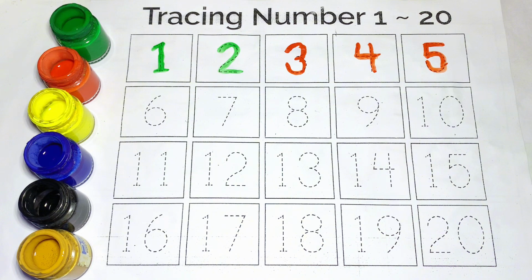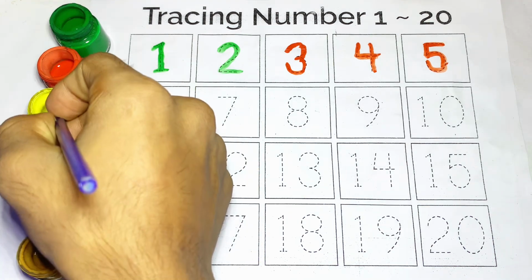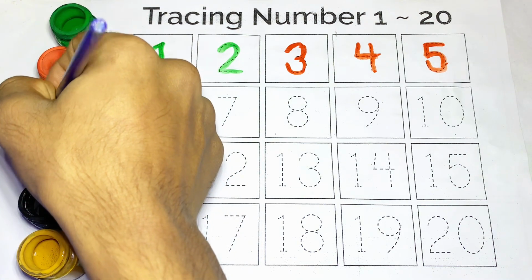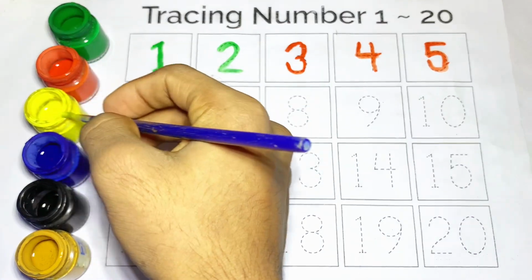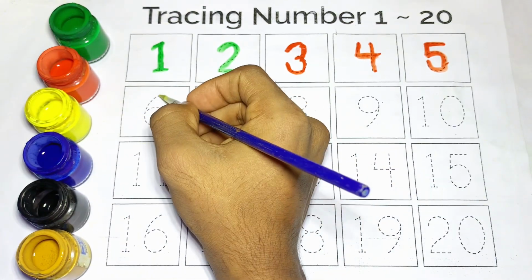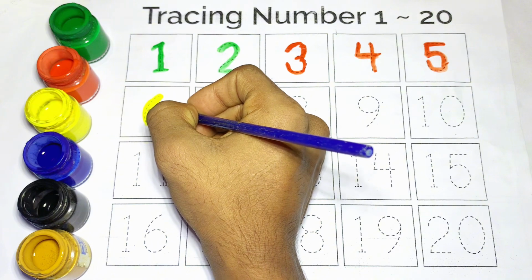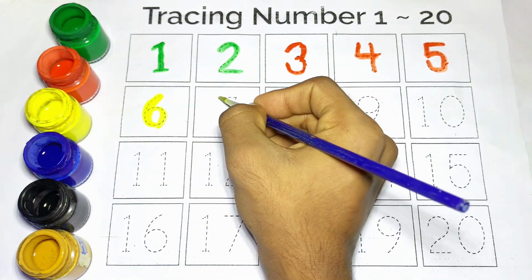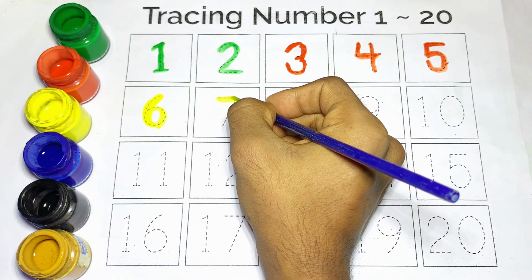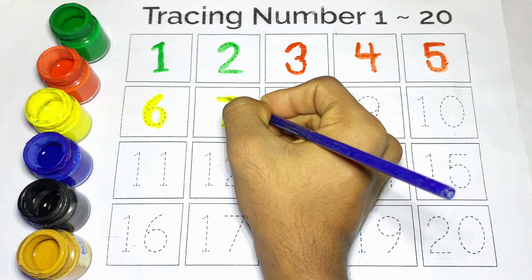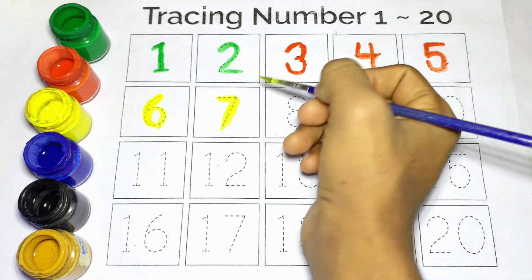Kids, now draw 6, the numbers of 6, and use yellow color. 7, the numbers of 7, and again use yellow color.